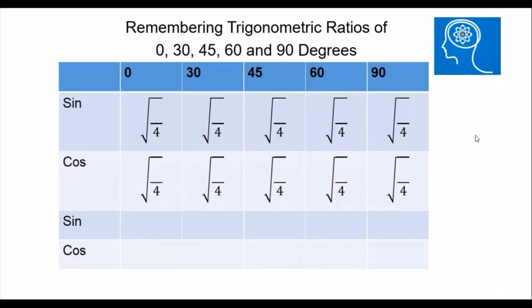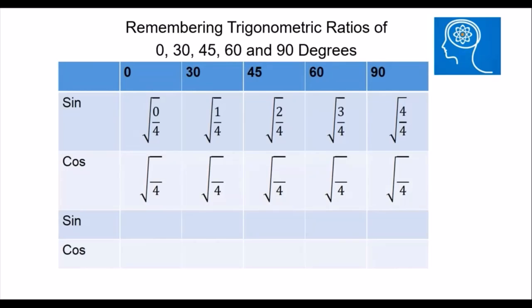Okay. So then in the first row, write these numbers 0, 1, 2, 3, 4: 0 under 0, 1 under 30, 2 under 45, 3 under 60, 4 under 90. Write the numbers in order, 0, 1, 2, 3, 4. Let me know when you're done.